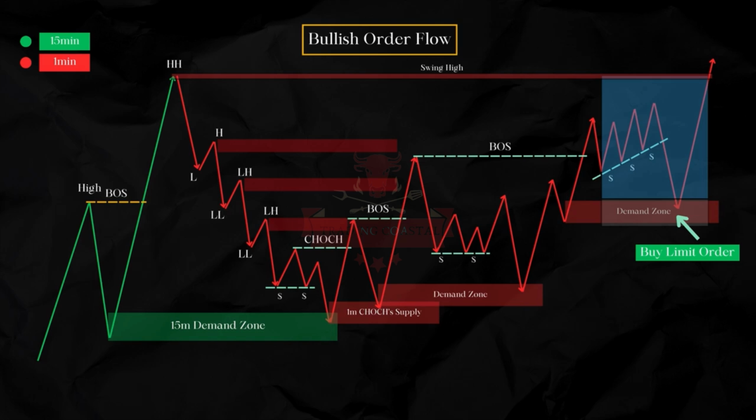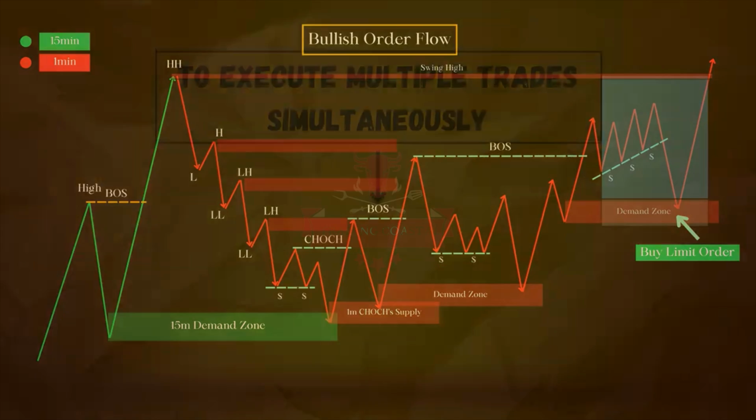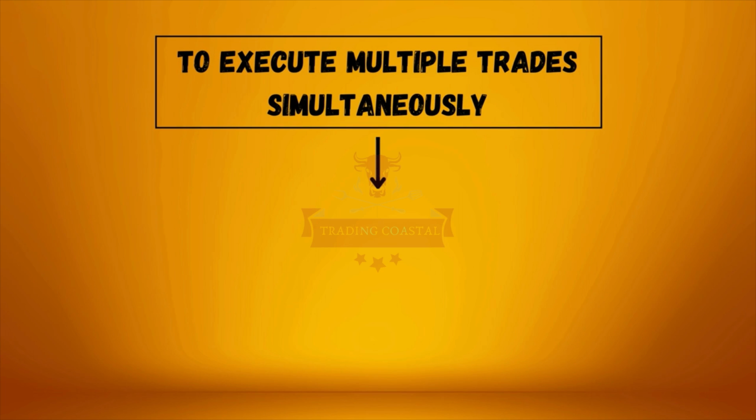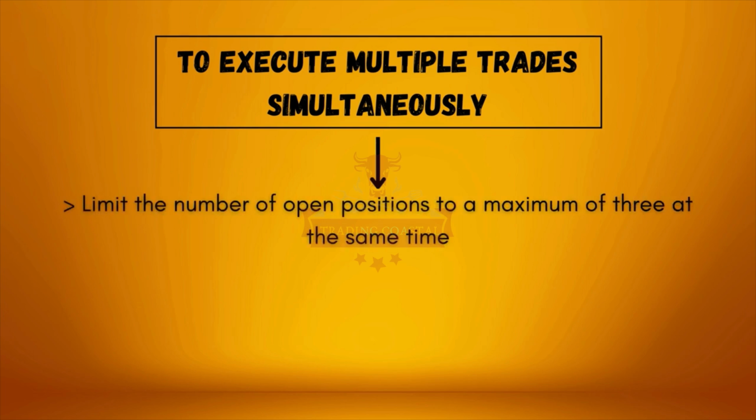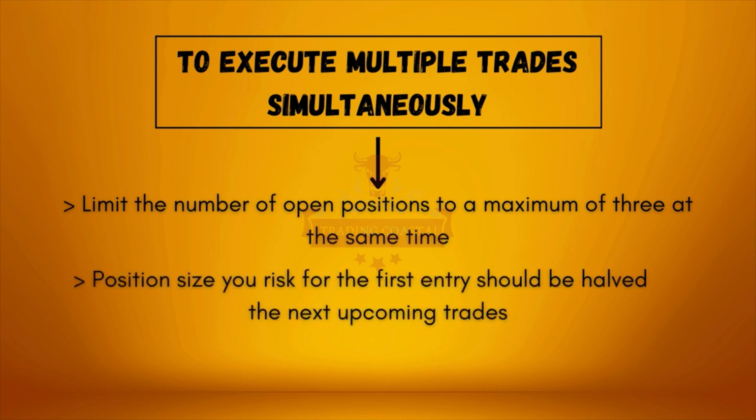To execute multiple trades simultaneously, there are certain points and rules you must consider. Limit the number of open positions to a maximum of 3 at the same time. Always remember that the position size you risk for the first entry should be halved for the next upcoming trades. For example, if your first position size is 2 lots, it's advisable to risk half that amount, which is 1 lot for the subsequent trades.